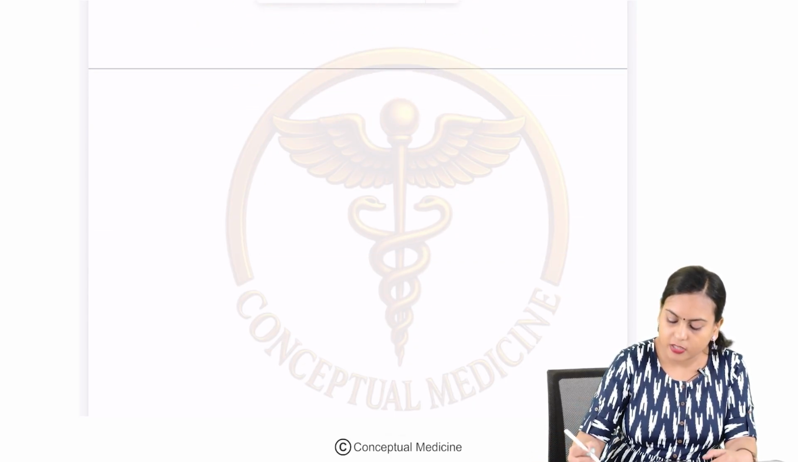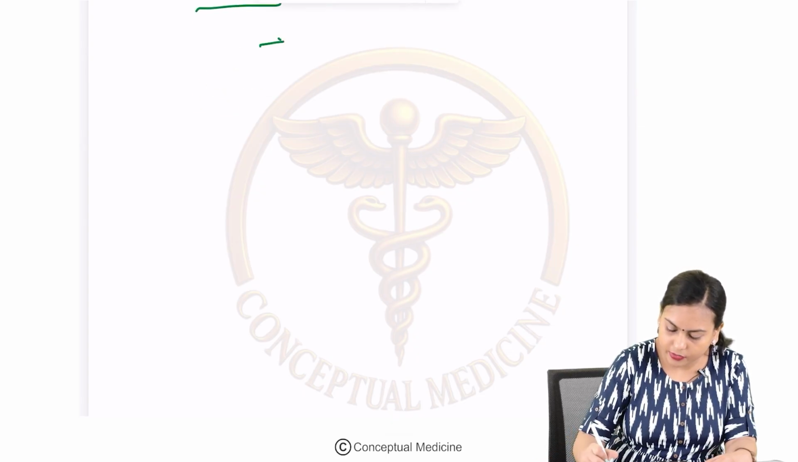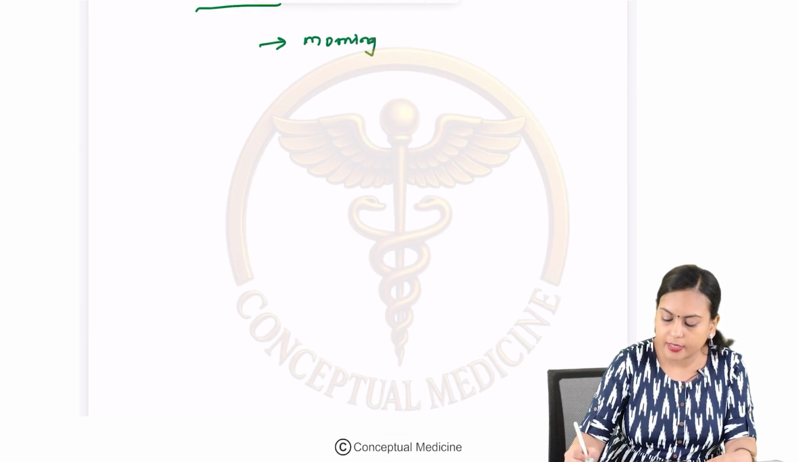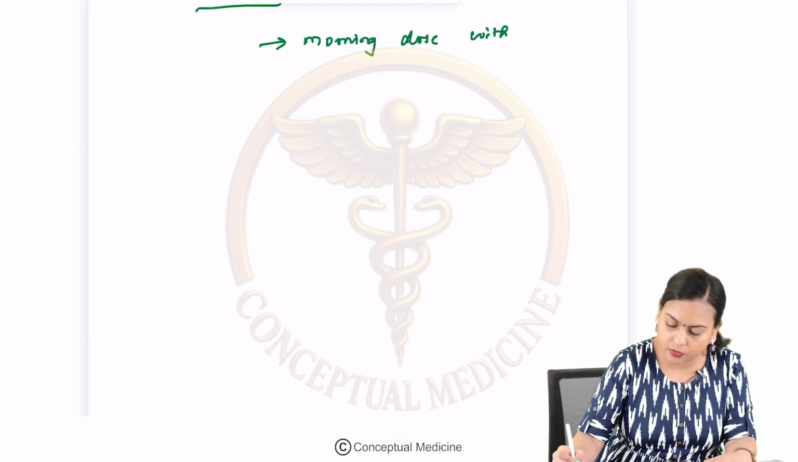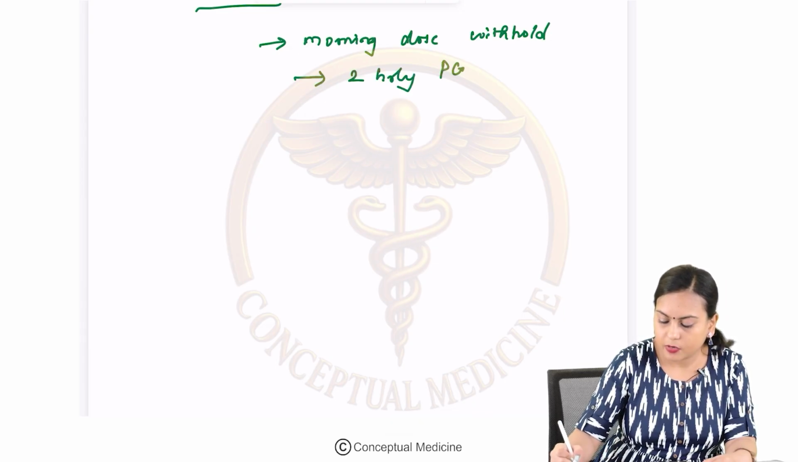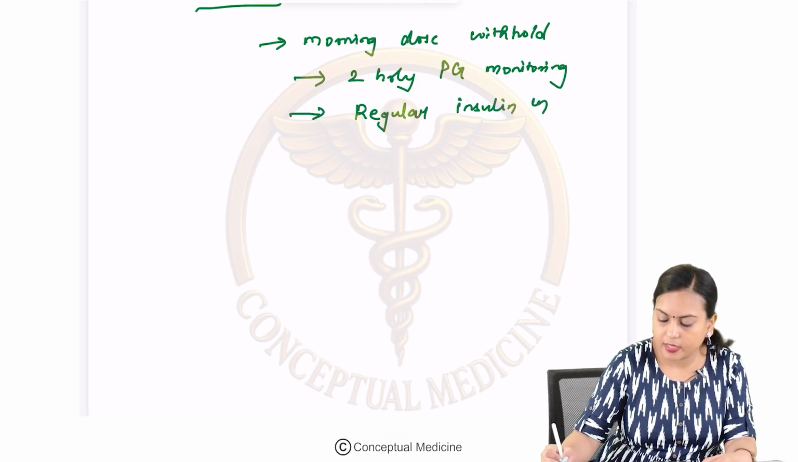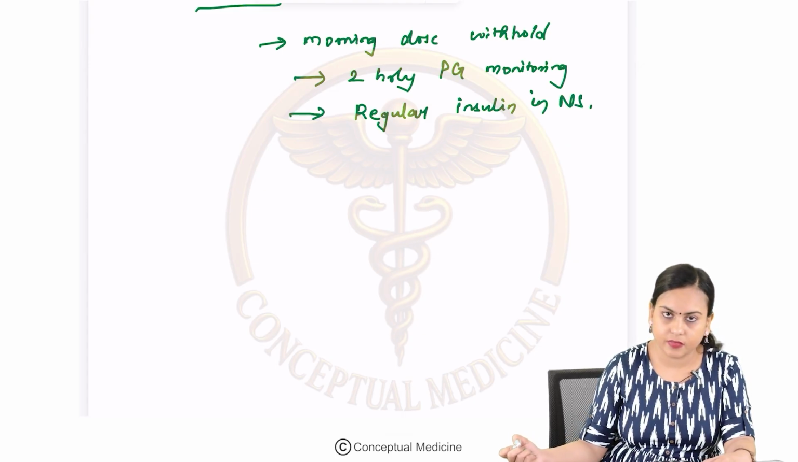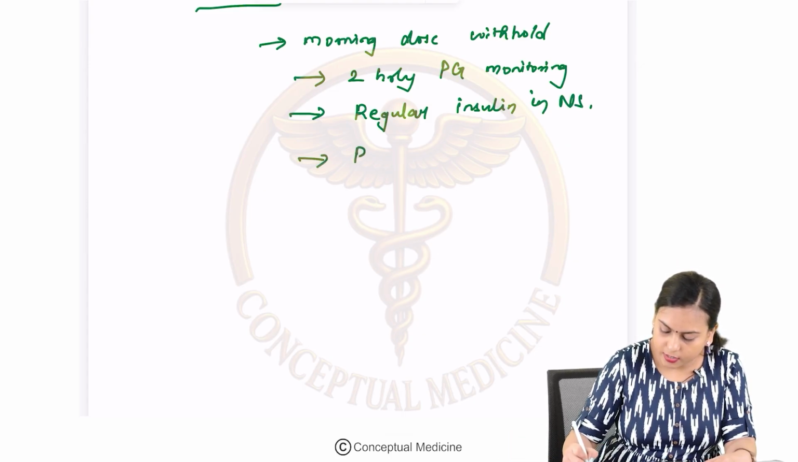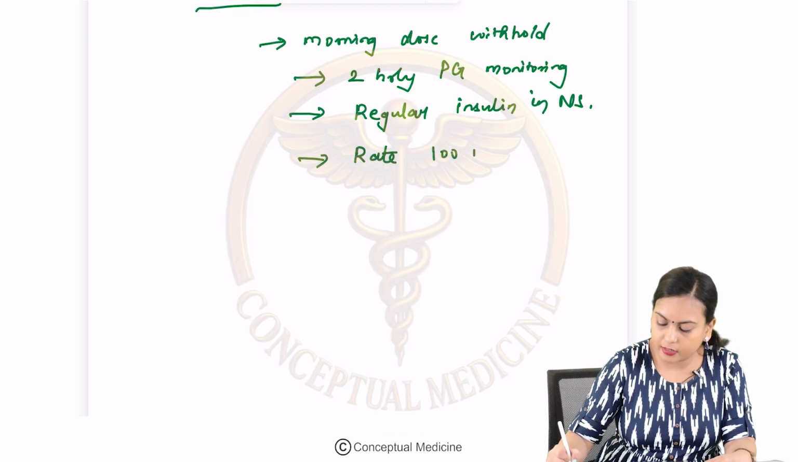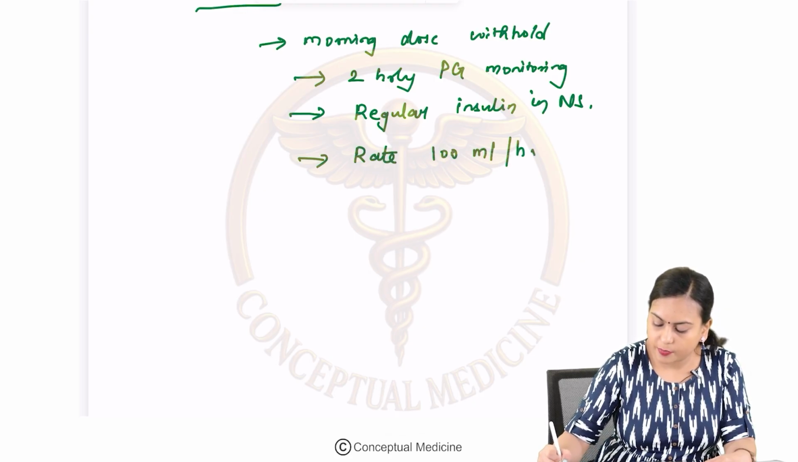If the patient is in labor, what we have to do is withhold the morning dose. Night dose we can give, but we have to withhold the morning dose. Two-hourly plasma glucose monitoring is needed. Clear? And then you can give regular insulin in normal saline.